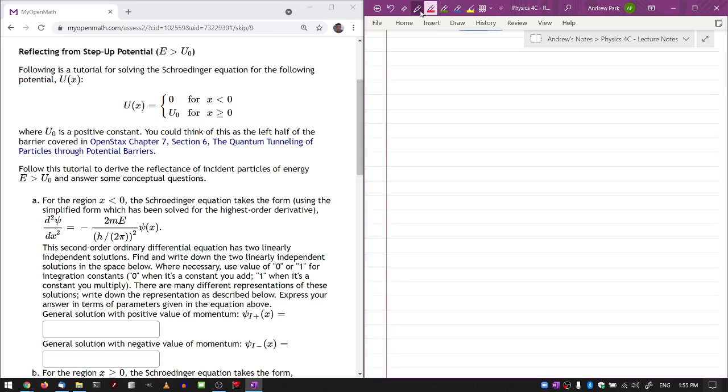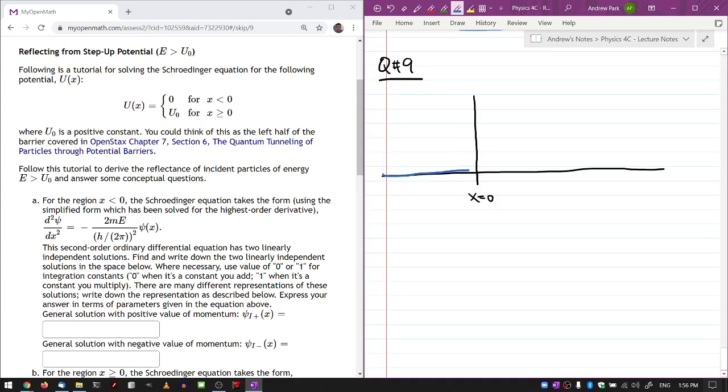So let me just start by sketching things out. Question 9 is Schrodinger equation for the following potential. Let me sketch the potential. So I want to put x equals 0 somewhere reasonably in the middle. And the potential function looks like a 0 for the negative axis. And then at x equals 0, it suddenly jumps up to a constant value, U naught, where U naught is a positive constant.